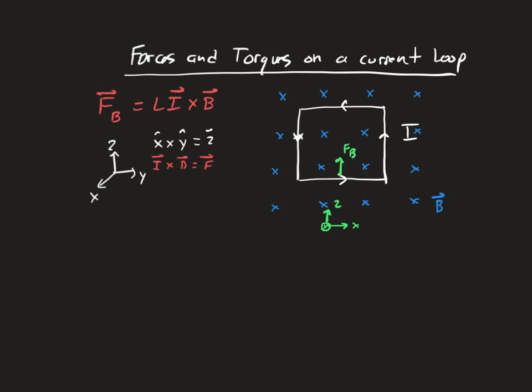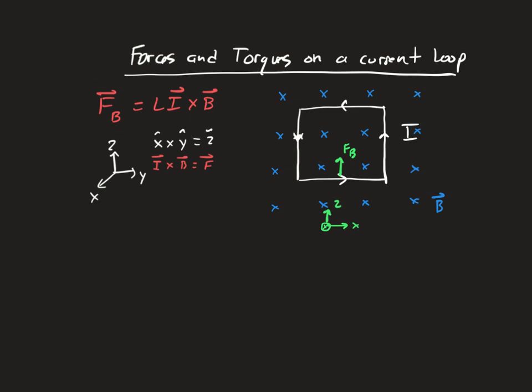So I want to do that in every part of the current loop, here, there, and there. Just notice that the I is staying the same. Let's say the length is staying the same. Let's say it's a square. But the direction of the current is changing. It's now going up instead of going to the right, so the direction of the force will be different.